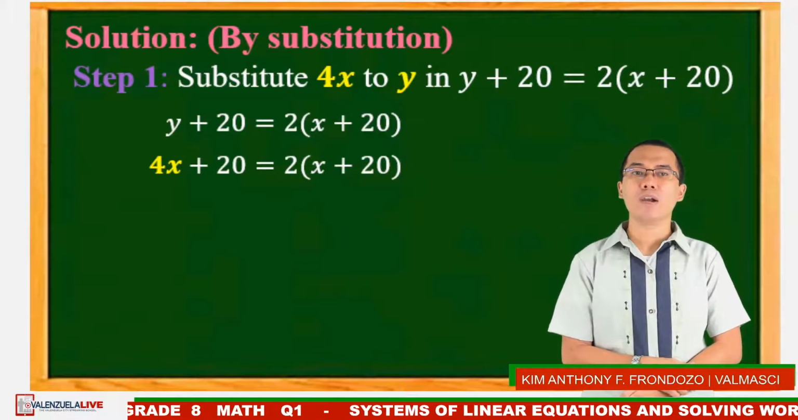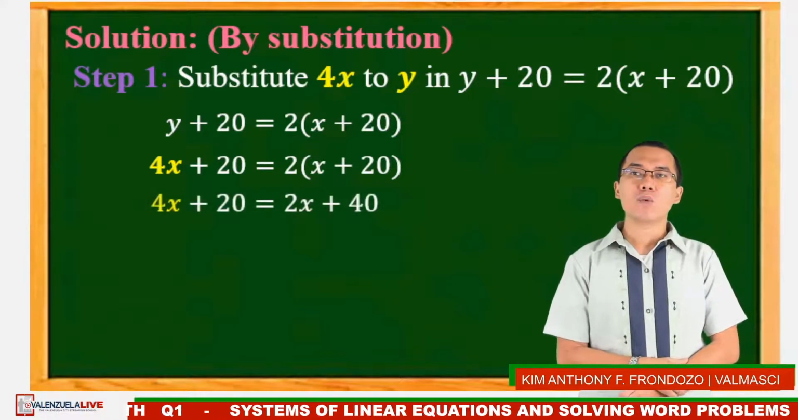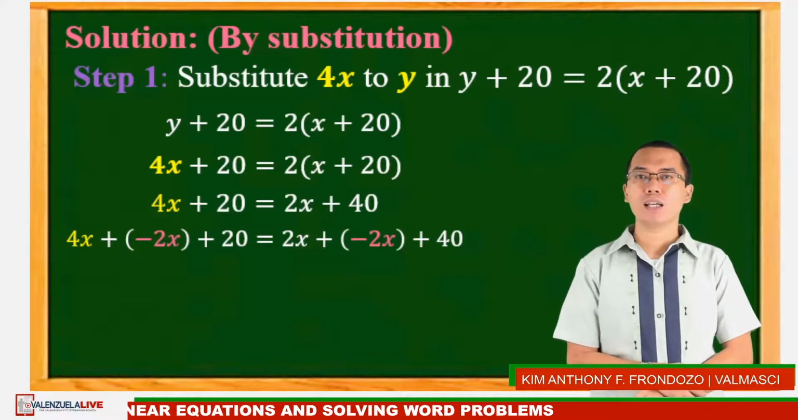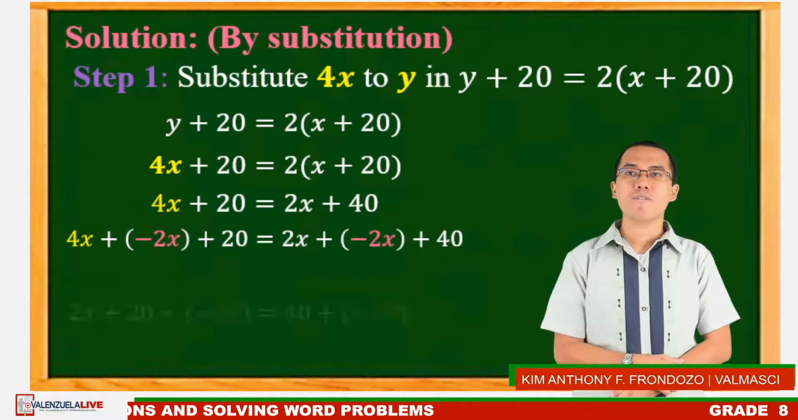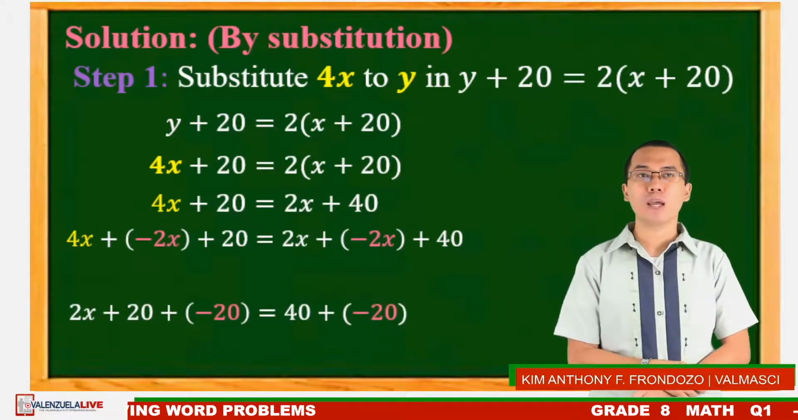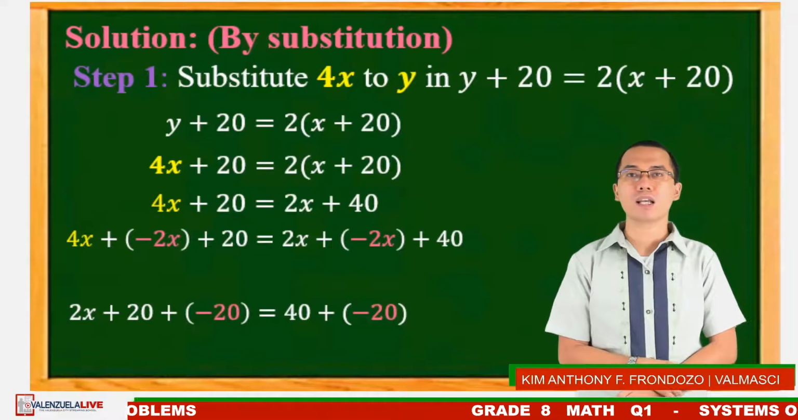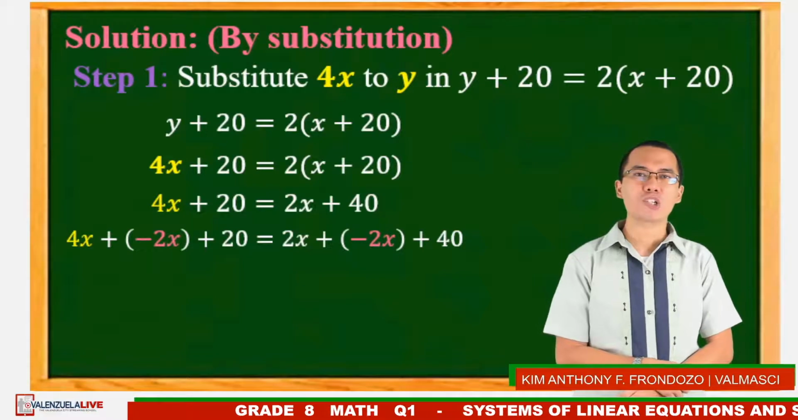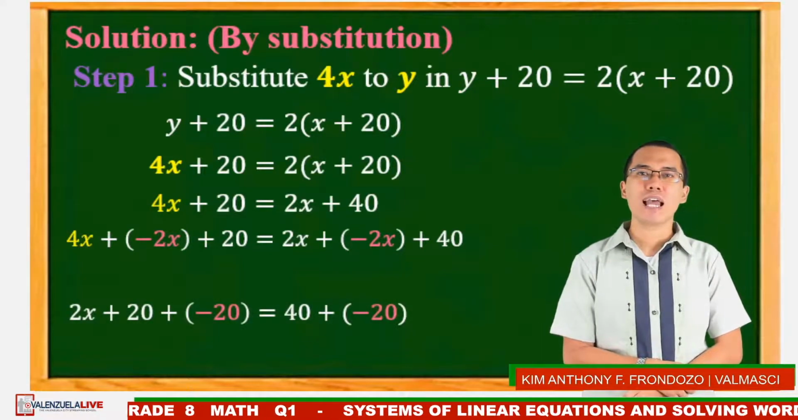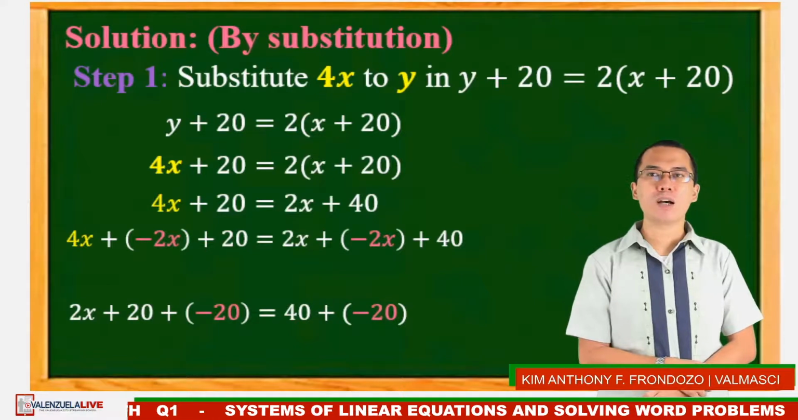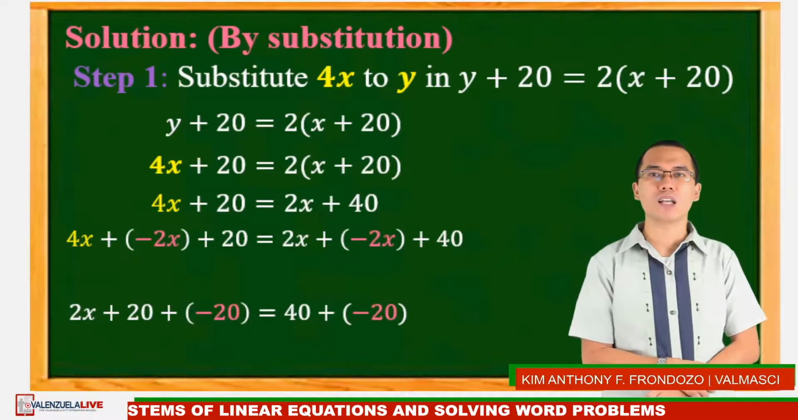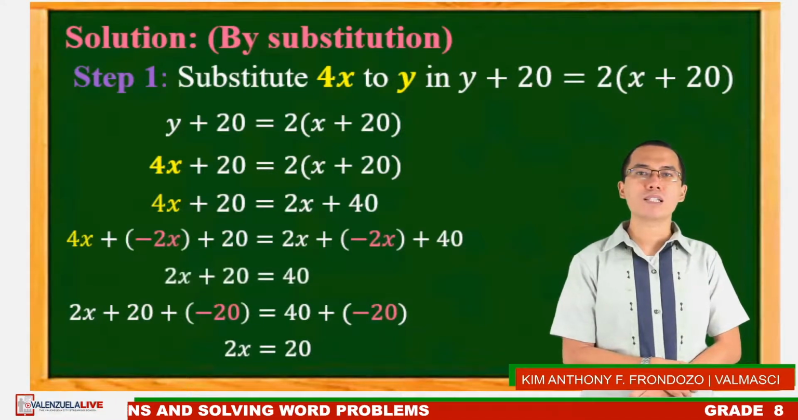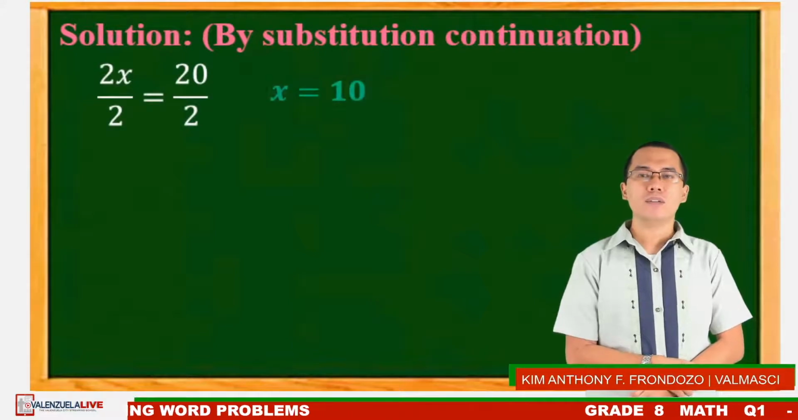So we will have 4x plus 20 is equal to 2x plus 40. Then by APE, we add negative 2x to both sides. So we'll have 4x plus negative 2x plus 20 is equal to 2x plus negative 2x plus 40. Again, by APE, we add negative 20 to both sides of the equation. So we'll have 2x plus 20 plus negative 20 is equal to 40 plus negative 20. Then dividing both sides of the equation by 2 will give us x equal to 10.